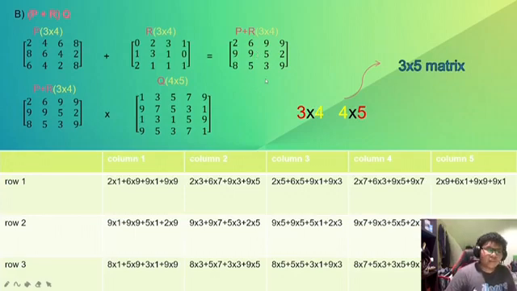And then after we got the answer for the P and R, the question asks us to multiply the matrix P plus R with Q. As you can see here, Q is a 4 by 5 matrix. And how can we know what matrix can multiply by what matrix? Not all matrix can be multiplied.